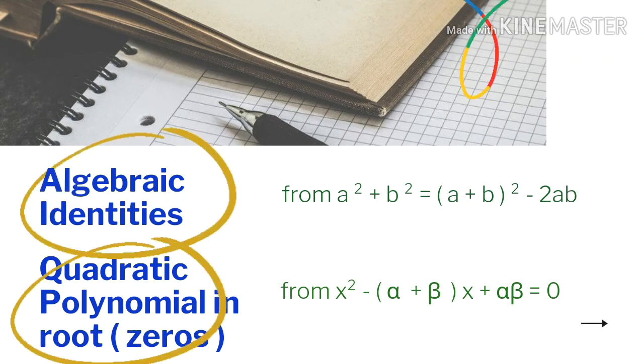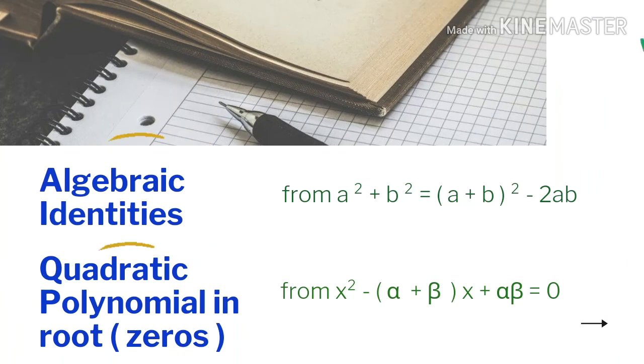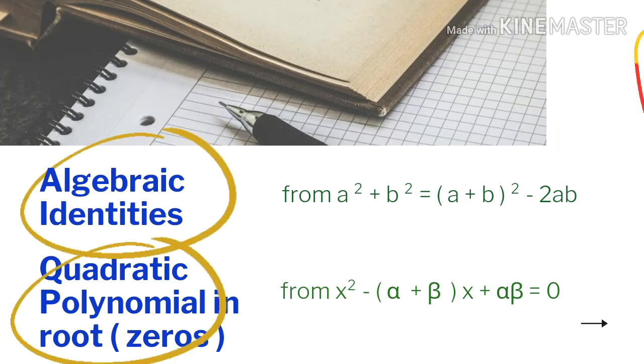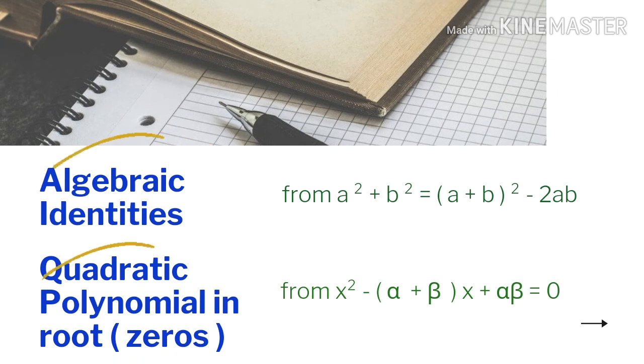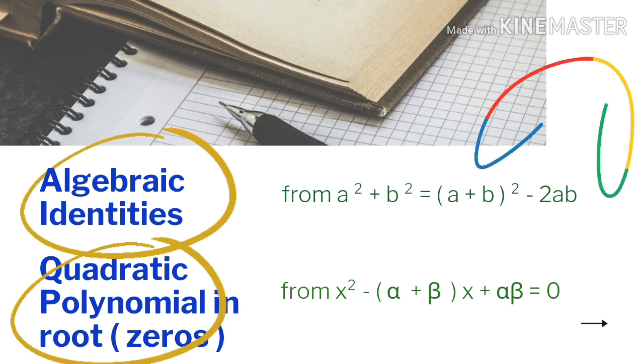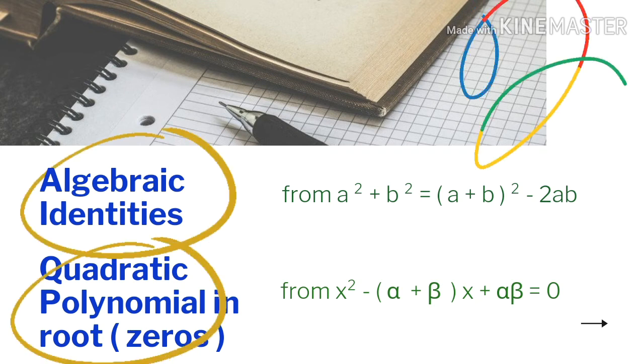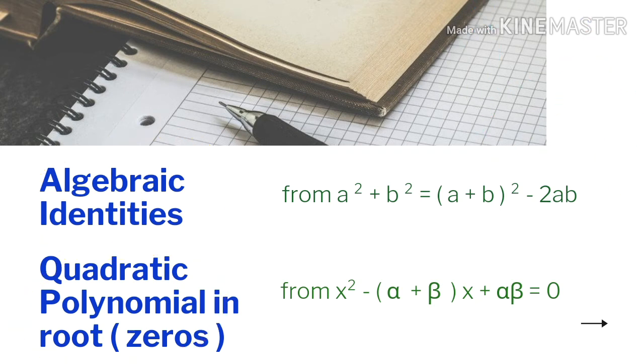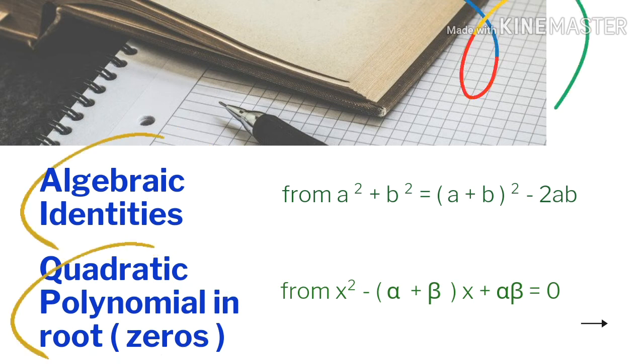Given as algebraic identity, a square plus b square is equal to a plus b the whole square minus 2ab, and the quadratic polynomial in the form of roots as x square minus alpha plus beta x plus alpha beta is equal to 0, where alpha and beta are the roots of the quadratic polynomial.